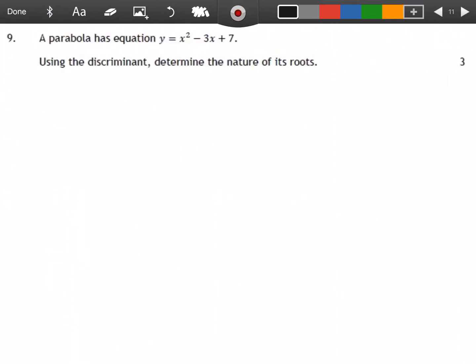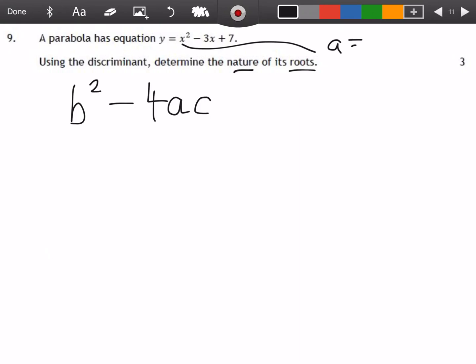Right, a parabola has this equation. Use a discriminant and determine the nature of the roots. Right, discriminant. Part of the quadratic formula. This is a discriminant, b squared minus 4ac. If you're ever asked anything about the nature of the roots, that is what you use. A, b and c. A is the number or the coefficient of x squared. We've got 1x squared. B is negative 3 and c is 7.